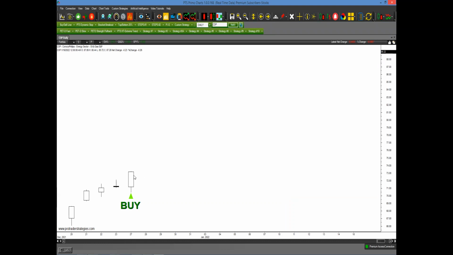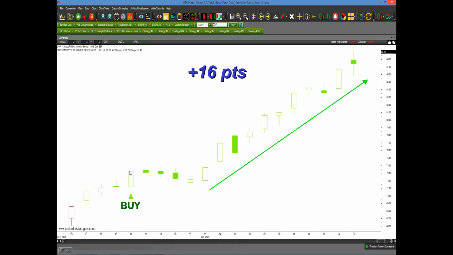Now, if you want to get a little bit more confidence, confirm it with the filter, the PET-D. Click on PET-D. And yes, even though the other bars are colored green, all we're concerned with is this one. It's outlined green. So that's a high probability setup. 16 points coming in to mid-end of January.